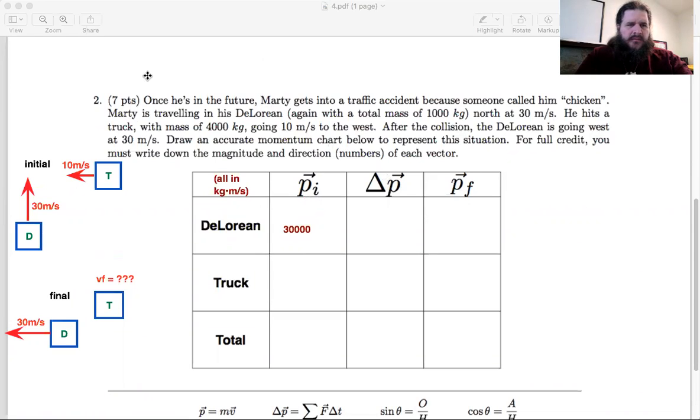And we want to be able to write that in a more useful way. We want to write this 30,000 to the north in coordinates. So how would you say 30,000 to the north in terms of XY components? How far is that going in the X direction? If we treat north-south as the Y direction and east-west as the X direction, how much east-west motion does the DeLorean have at the beginning?